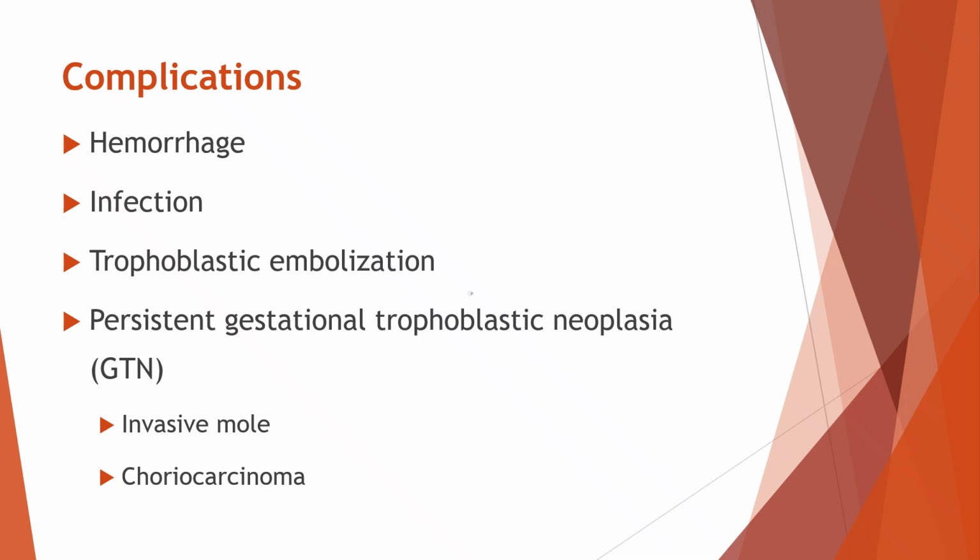A very important complication is persistent gestational trophoblastic neoplasia, or GTN. This means the abnormal trophoblastic tissue continues to grow even after the uterus has been emptied. GTN can appear in 2 forms: invasive mole, where the tissue grows into the muscle layer of the uterus, and choriocarcinoma, a fast-growing malignant tumor. Early detection through follow-up HCG monitoring helps prevent these complications and ensures proper treatment.